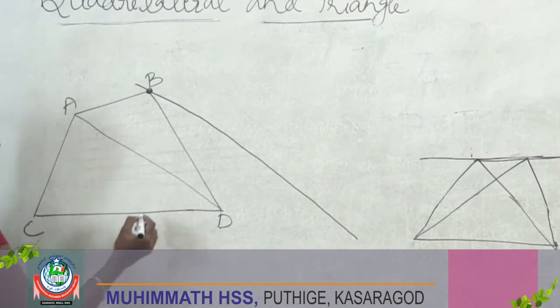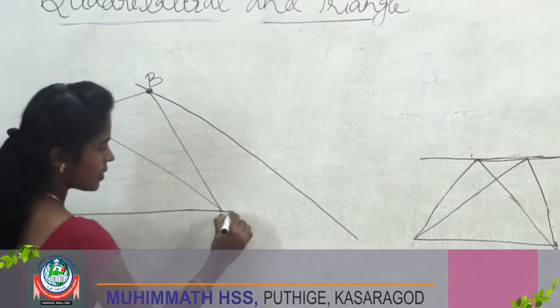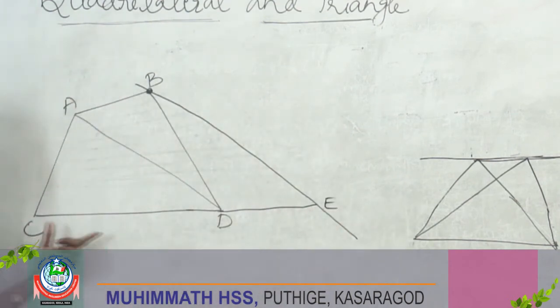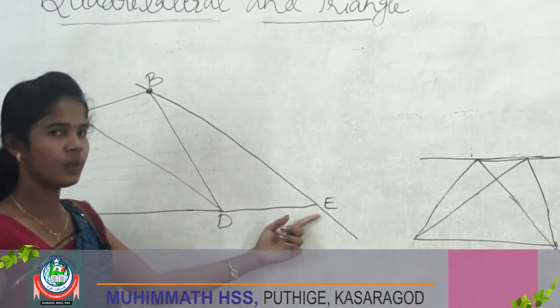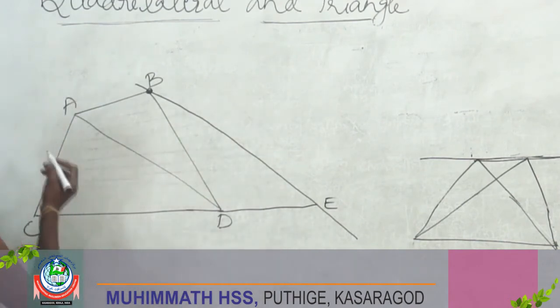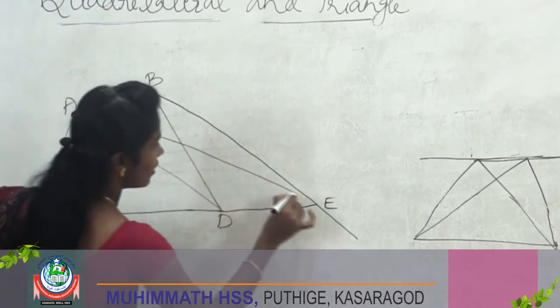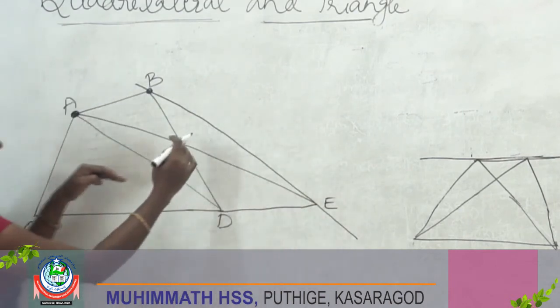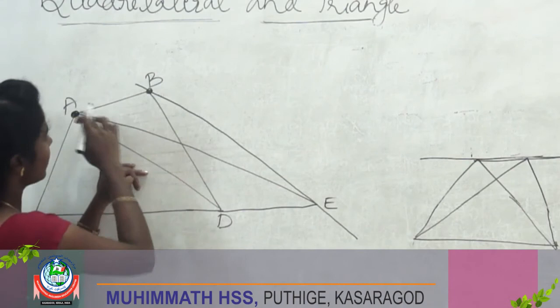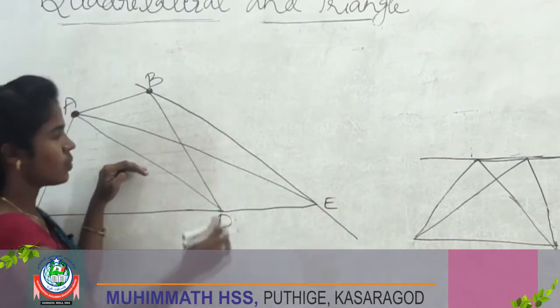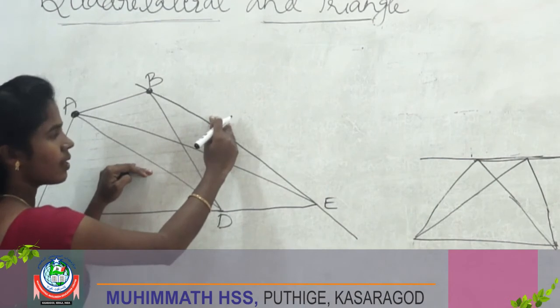Then fourth step is extend the baseline CD up to E. Then last step, join A and E. Here there are two triangles formed, triangle ABD and triangle ADE. So areas of these two triangles are equal.